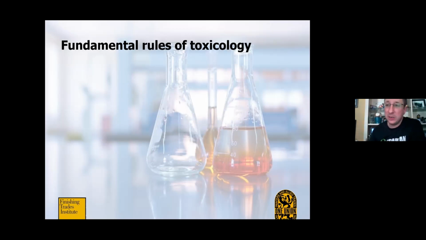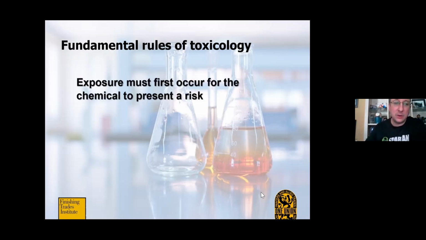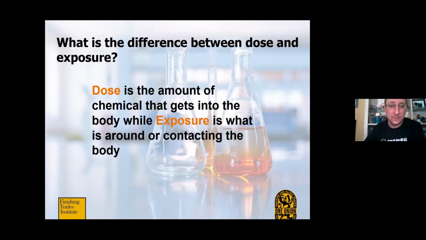So now I want to cover some fundamental rules of toxicology. These are important to understand the risk of harm to a worker. So first, exposure has to occur for the chemical to present a risk, right? Can we agree on that? If I can remove that chemical from being around the worker, they have no risk of harm from it, right? And we've got some ways that we can do that, like ventilation and substitution.